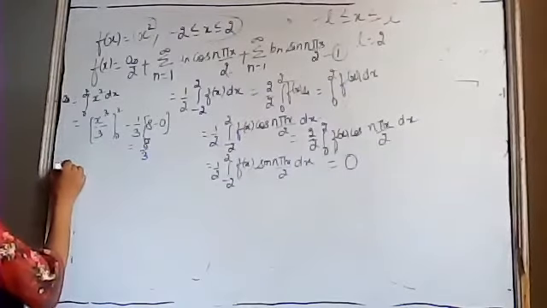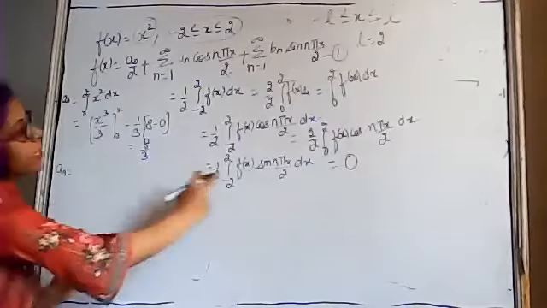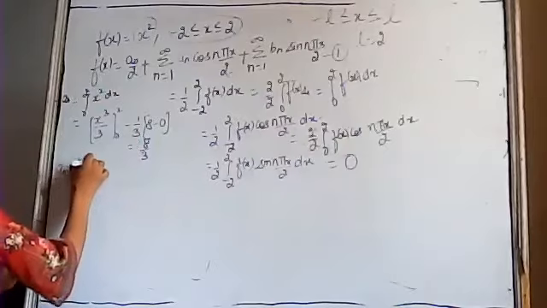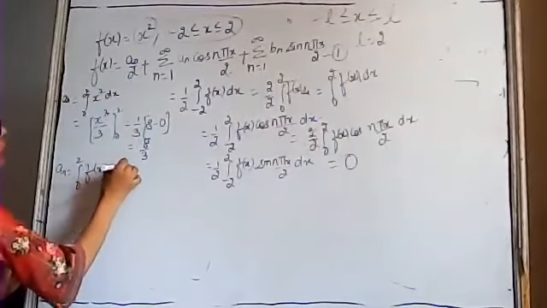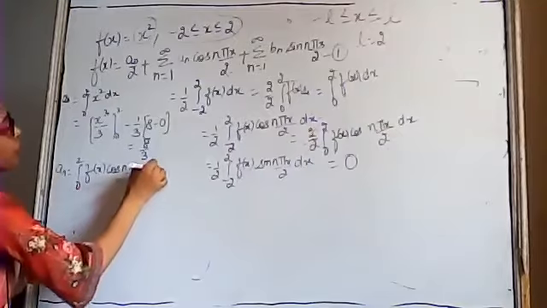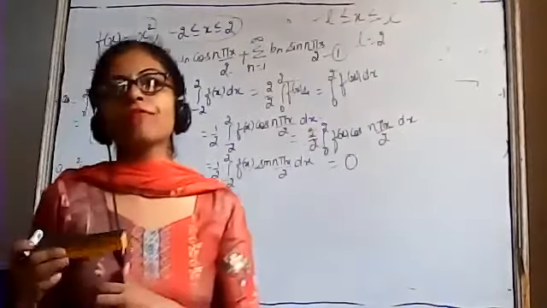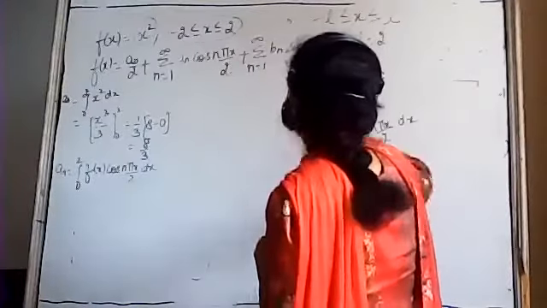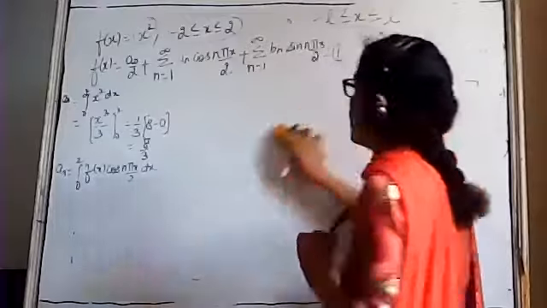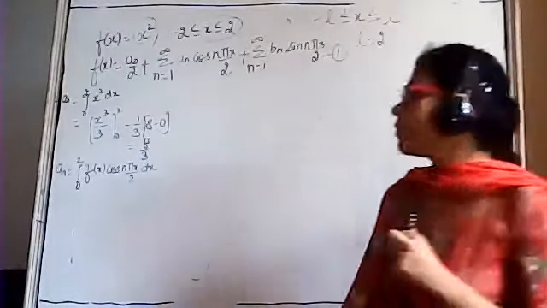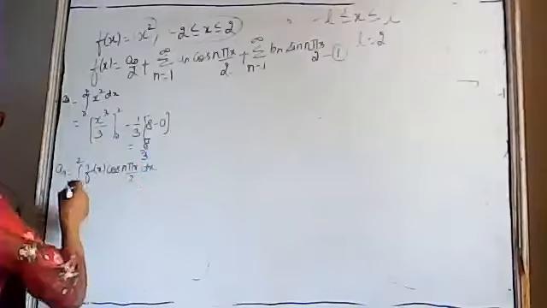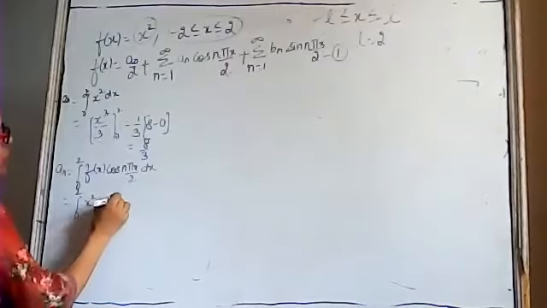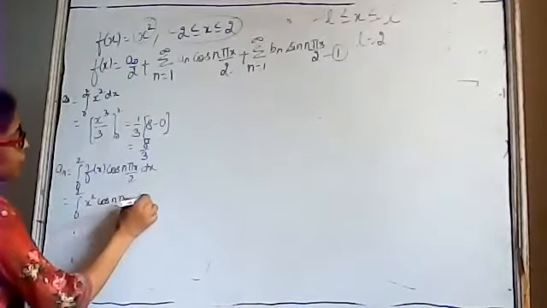After that, we have to find the value of an, and the value of an is this: 2 and 2 will be cancelled out. This is the integral from 0 to 2 of f(x) cos of n pi x upon 2 dx. This is the value of an. After that, substitute the value of f(x). This is from 0 to 2. f(x) is x square, cos of n pi x upon 2 dx.